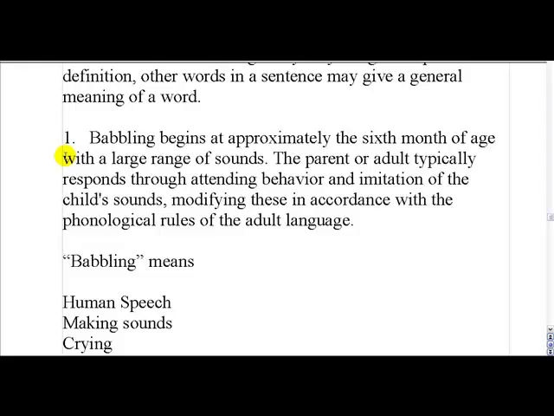So the question is, what does babbling mean? You know that babbling begins with, it says, a large range of sounds. And it goes on, the parent responds, modifying these according to the child's sounds, but we know babbling has to do with sounds.